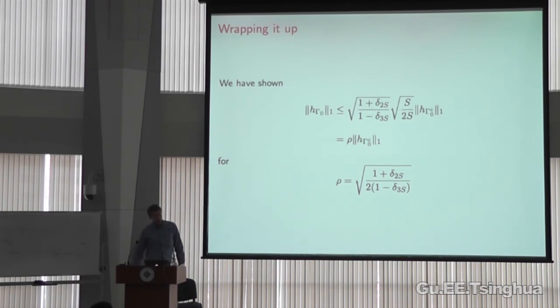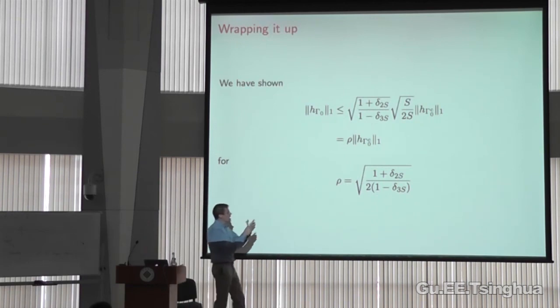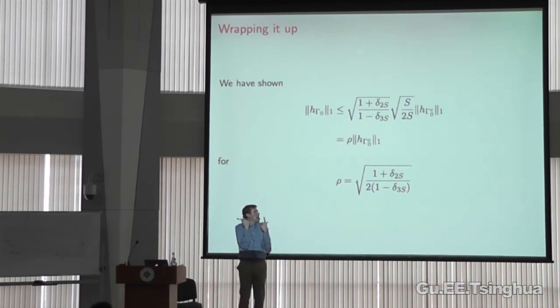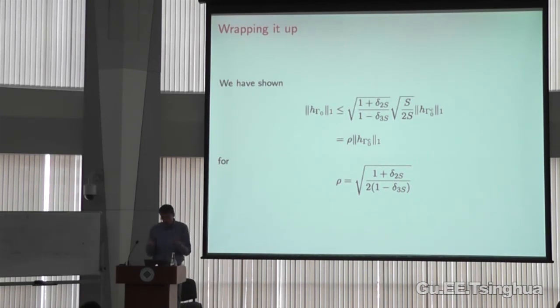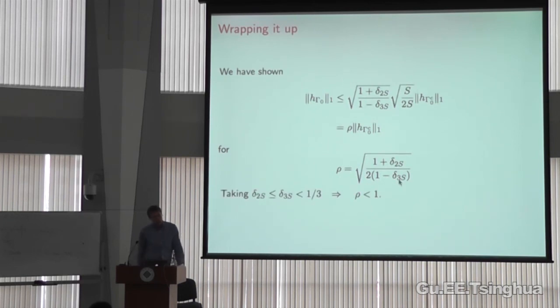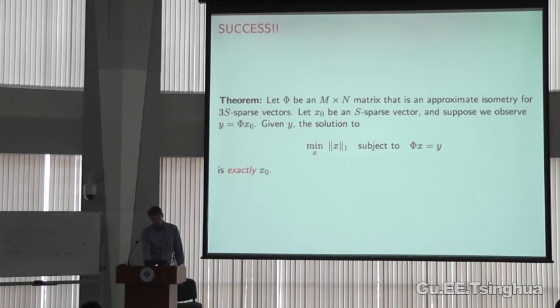And you can show that simply as a consequence of two things: h being in the null space of phi, and phi having this restricted isometry property, preserving the norm of vectors which are 3s-sparse or less. All you need for this to be strictly less than this is for this rho to be less than 1. So if you have an isometry constant less than a third, you can show that this constant is less than 1. That's what we would call complete success. So there we have it. If phi is an approximate isometry on 3s-sparse vectors, and I observe an s-sparse vector through phi, then it has to be the unique solution to L1 minimization.